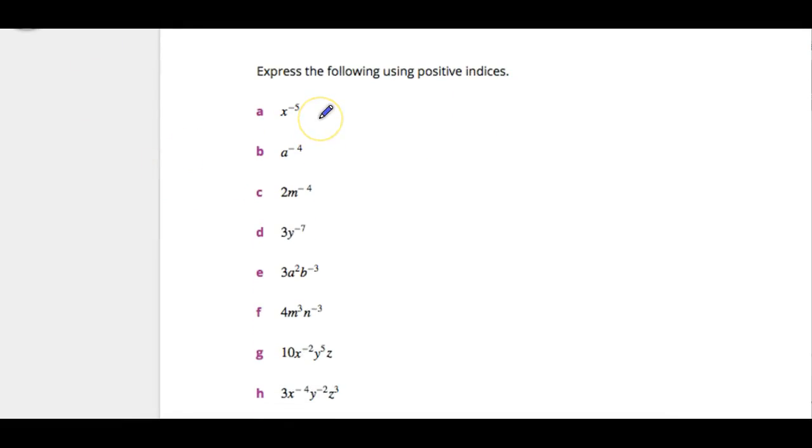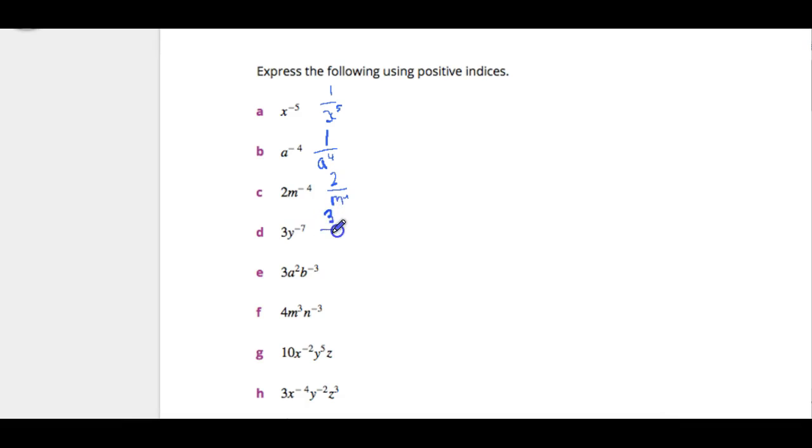So the first one, x to the negative 5, we just write as 1 over x to the power of 5. Then 1 over a to the power of 4. Okay, so straightforward. The next one, 2m to the negative 4. Now this power is only associated with the m, so the 2 goes up the top and the m goes on the bottom. So what do you think d might be? What goes on the top and what goes on the bottom?